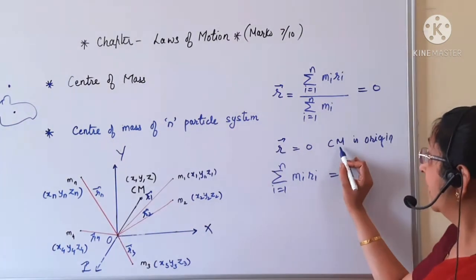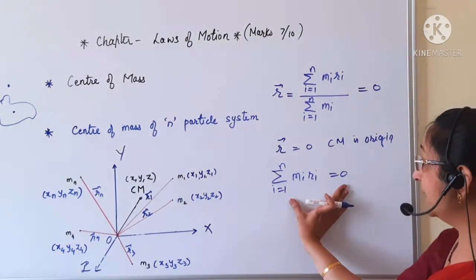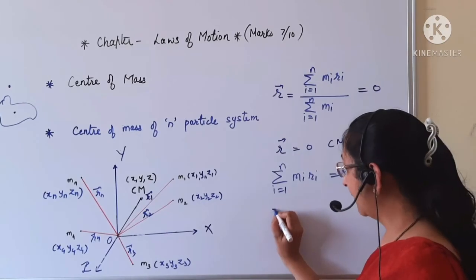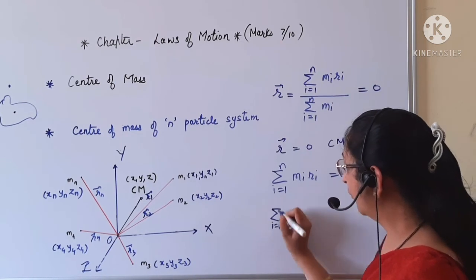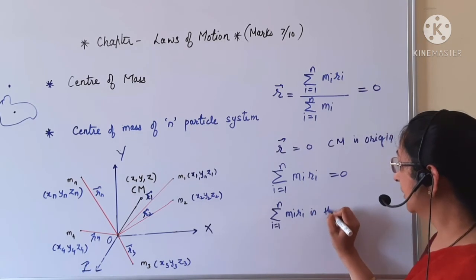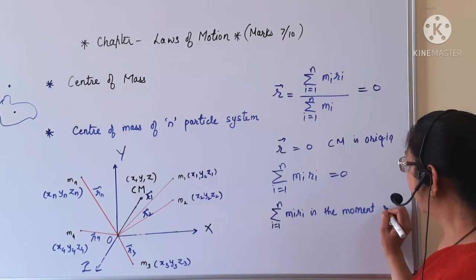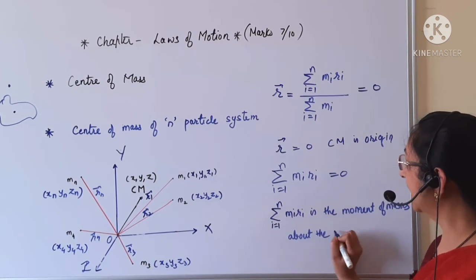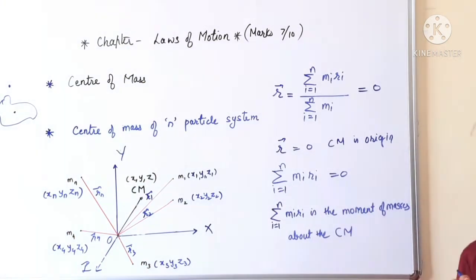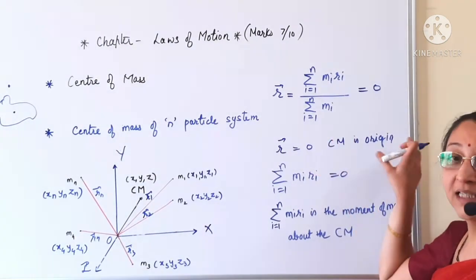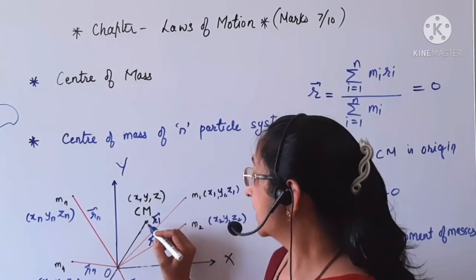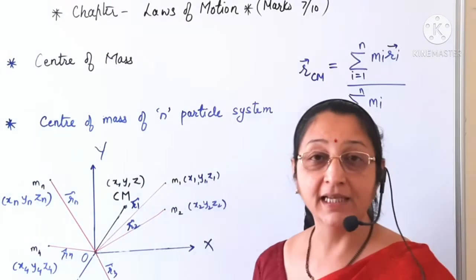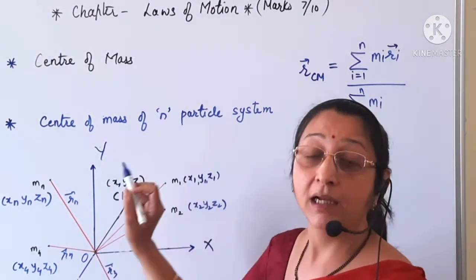What we can infer is, when the center of mass is the origin, at that point the summation of i equal to 1 to n mi ri is 0. But what is mi ri? This summation of i equal to 1 to n mi ri is the moment of masses about the center of mass. So this is the moment of the masses about the center of mass. Now when the center of mass is the origin, that is center of mass is 0, then the moment of the masses, center of mass is a point at which the summation of the moments of the masses of the system is 0. The next, this is a discrete body, that all the particles are separate.